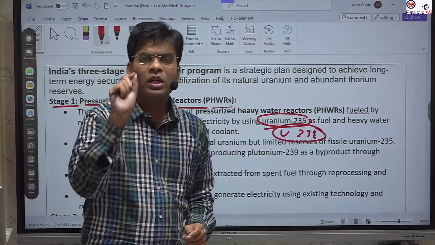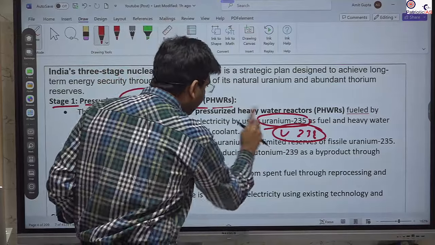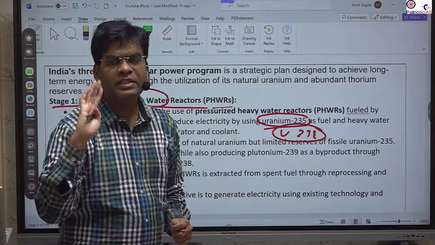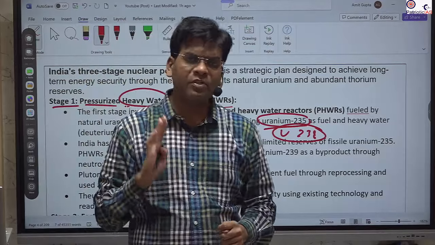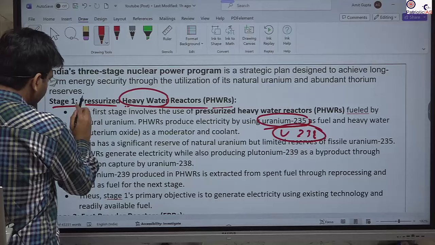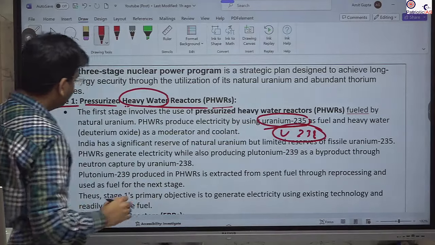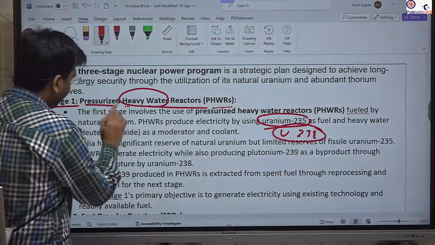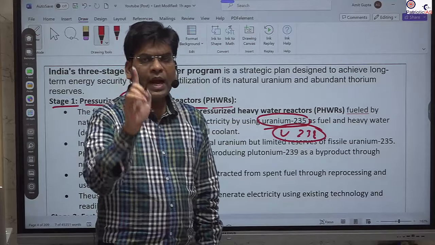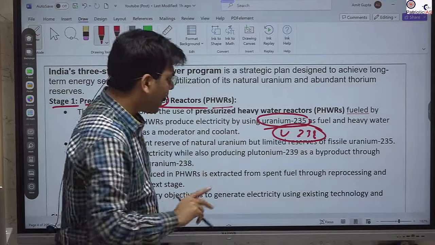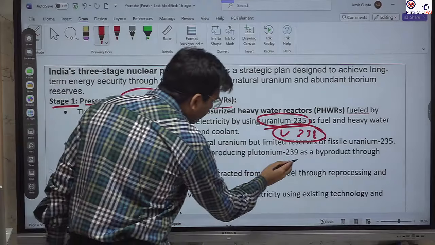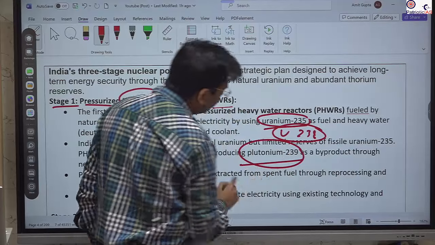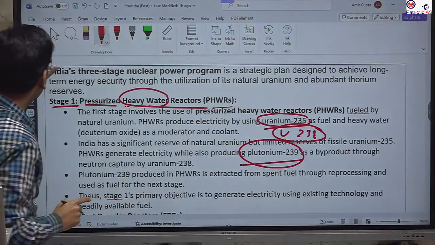And that's why we want to reduce the dependency on uranium-235, and that's why we want to enter into this three stage nuclear power production program in India. So for the first stage, you should remember, this is the pressurized heavy water reactor. In this, we use uranium-235, with heavy water as the moderator and coolant. And the second thing you should remember is that we produce plutonium-239 in this, and with this plutonium-239 we go into the second stage, that is the fast breeder reactor.